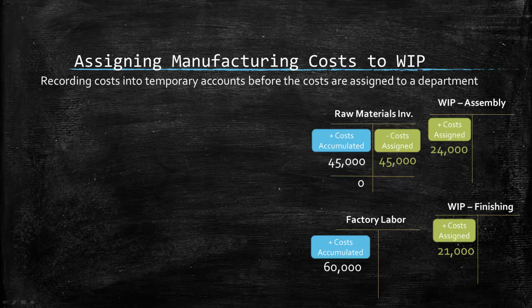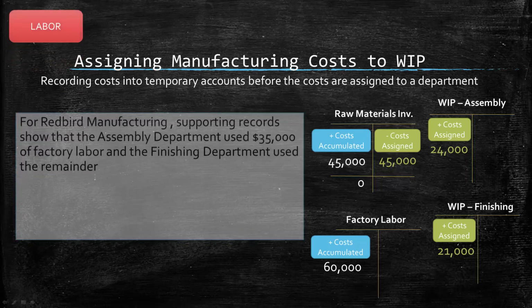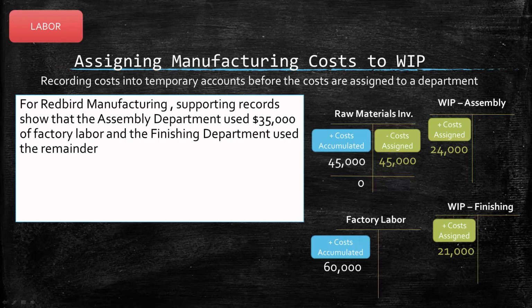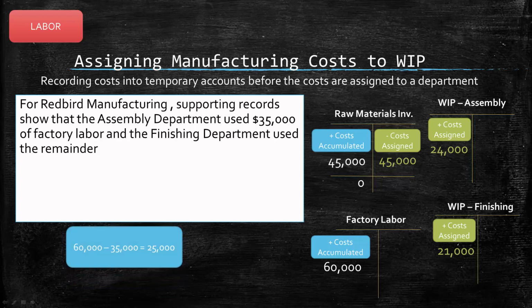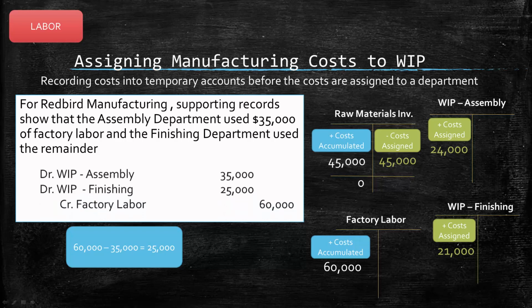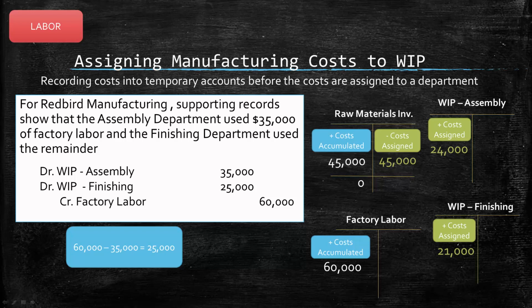Now let's look at our journal entry relating to our labor. For Redbird Manufacturing, supporting records show that the assembly department used $35,000 of factory labor and the finishing department used the remainder. So again, if all $60,000 is going to be assigned and $35,000 was used by the assembly department, then that means the remaining $25,000 was used by the finishing department. And so we can debit our costs into our two work in process accounts and credit them out of the factory labor. And so now we have assigned all of our factory labor costs into our two work in process accounts.